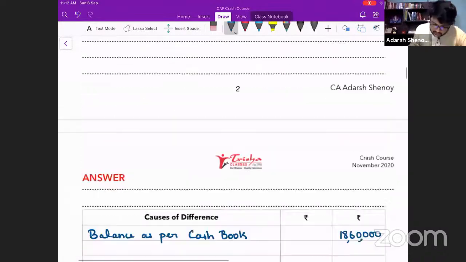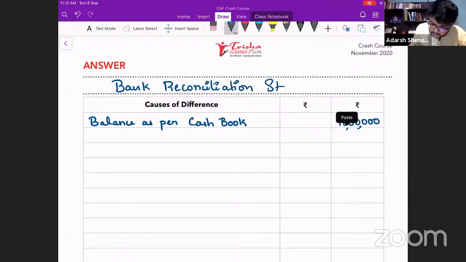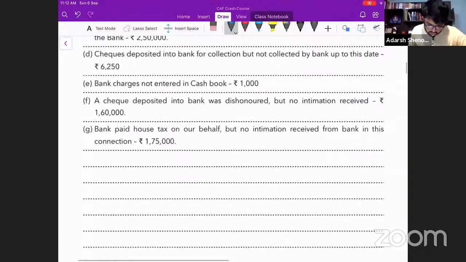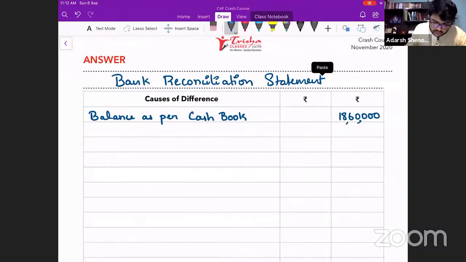This is a bank reconciliation statement. Just write the title also: Bank reconciliation statement. Is the date given? 31st March. So you can write over here, as on 31st March.